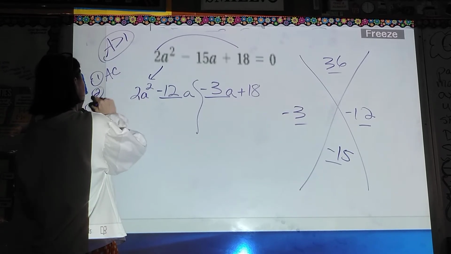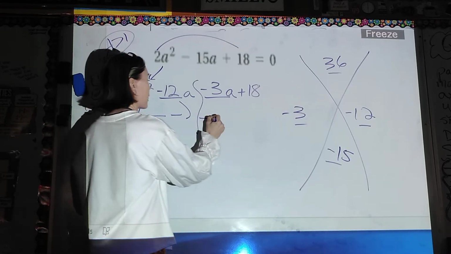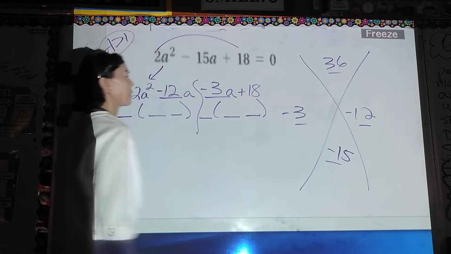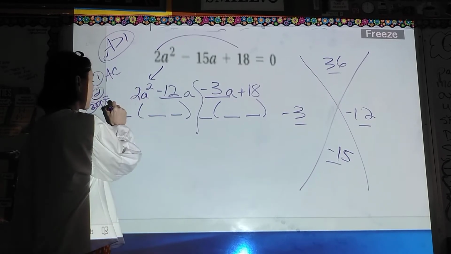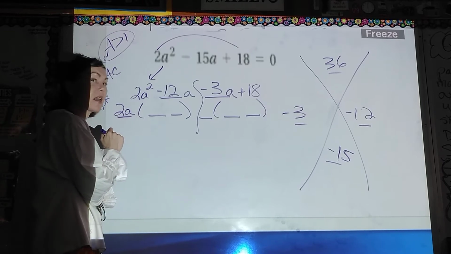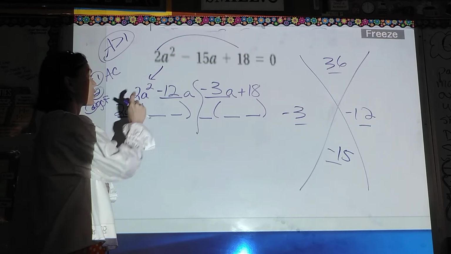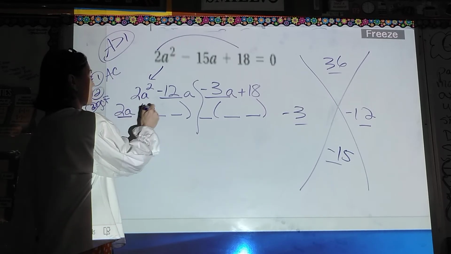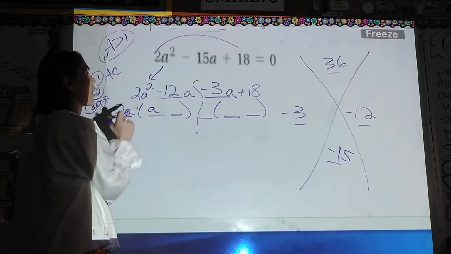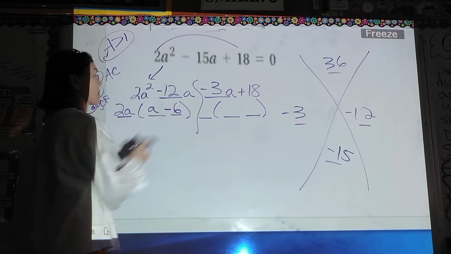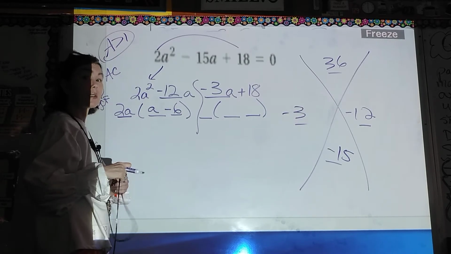Step 3, GCF. Okay, so let's prepare ourselves to pull out the GCF of both of those. What's the GCF of these 2 terms? They're both multiples of 2, and they both have an A variable. So 2A times what gives me 2A squared? A. 2A times what gives me a negative 12A? Negative 6. Okay, you guys remembering this from unit 6?